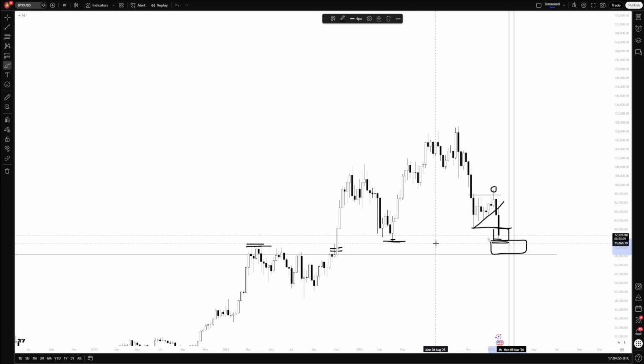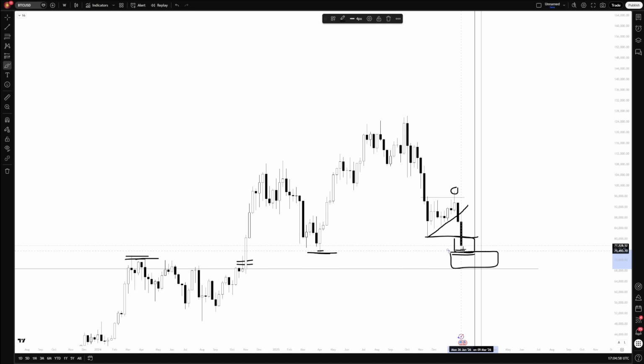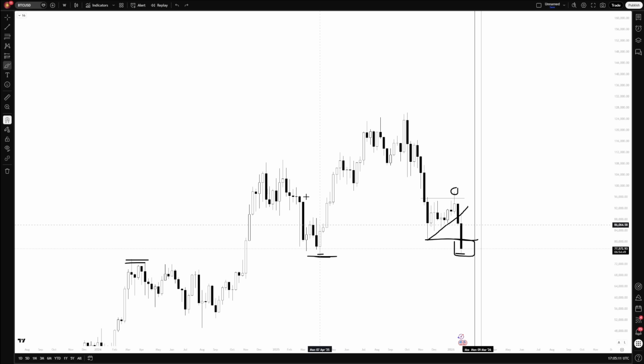So if we can hold around these lows, what do we need to see? We need to see Bitcoin reclaim that 80k. If we can't reclaim 80k and we end up rejecting this barrier as resistance, then we are going to trend right back downwards again and continue with this bearish trend here.